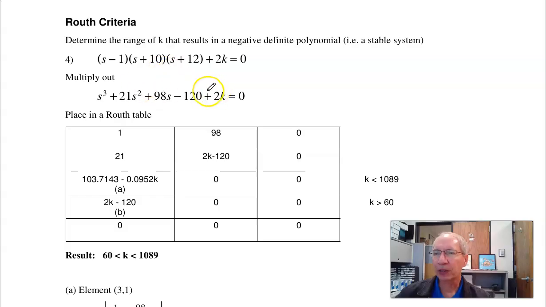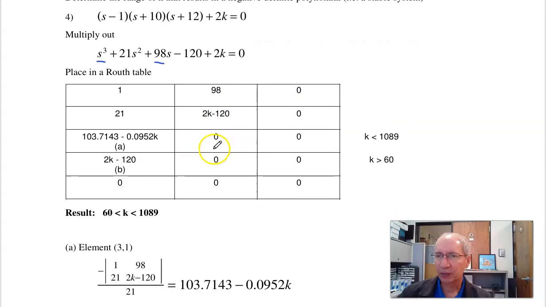Multiply out the polynomial, then take every other term. So here's the 1s cubed, then every other term, 98s, so these are the odd terms. Here's the even terms, 21s squared, and 2k minus 120. Now for the next row, I do the determinant of 1, 21, 98, 2k minus 120, over 21, which gives you 103 minus 0.09k.